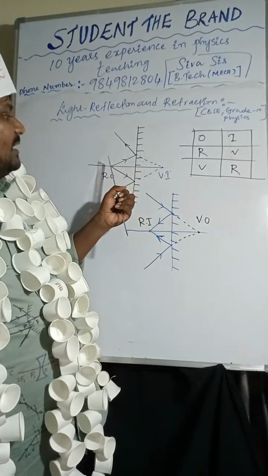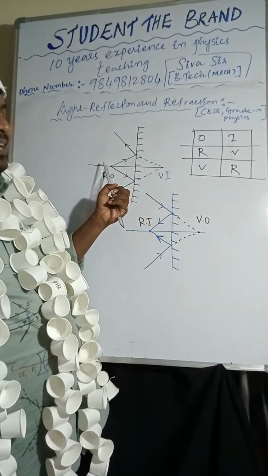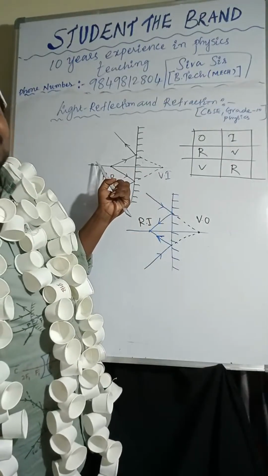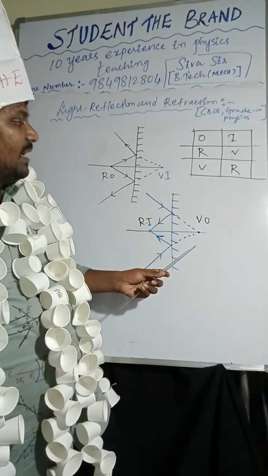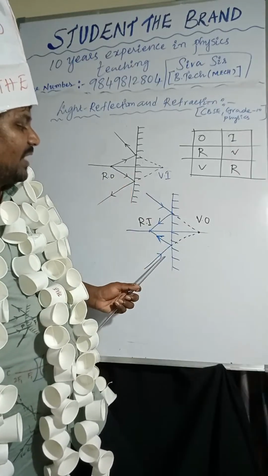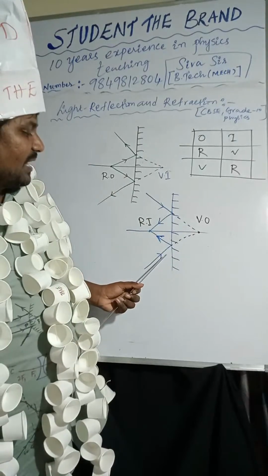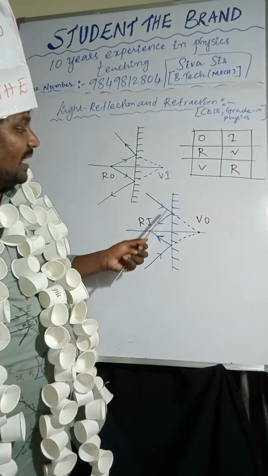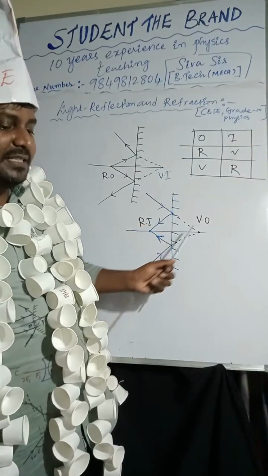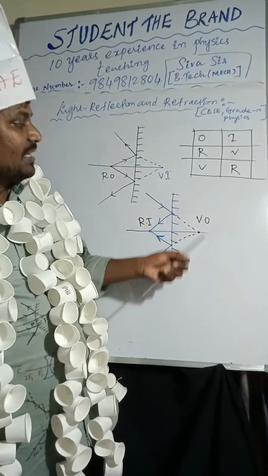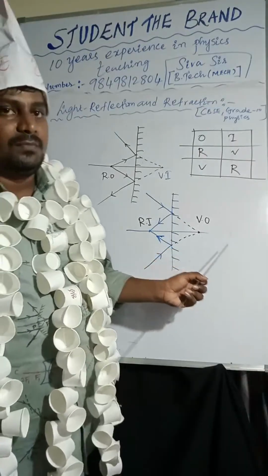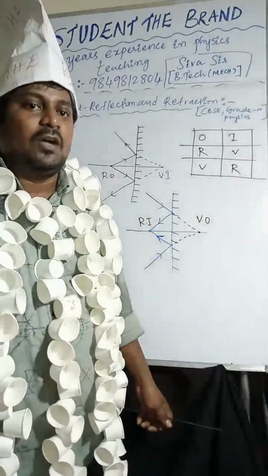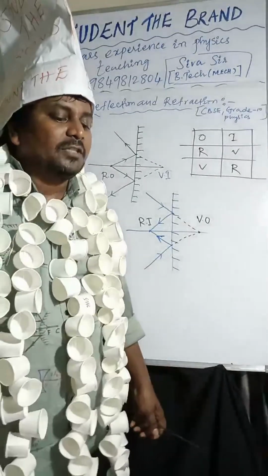The point of intersection of incident light rays: from this point light rays are coming. That is a real object. Here you can see the point of intersection of extended incident rays. We are extending these incident rays, and those incident rays are meeting at one point. That is a virtual object. I hope it is very clear to you all.